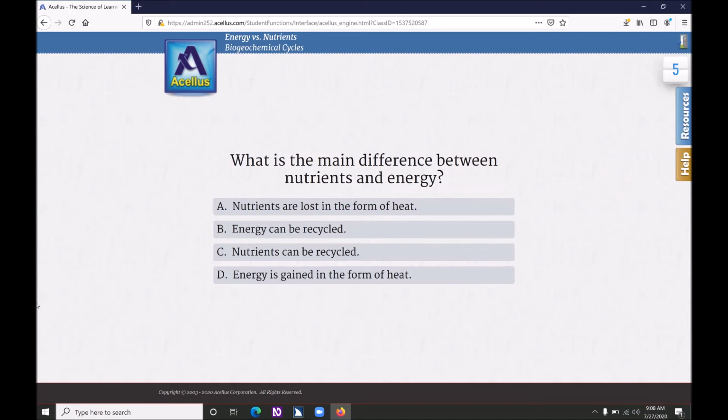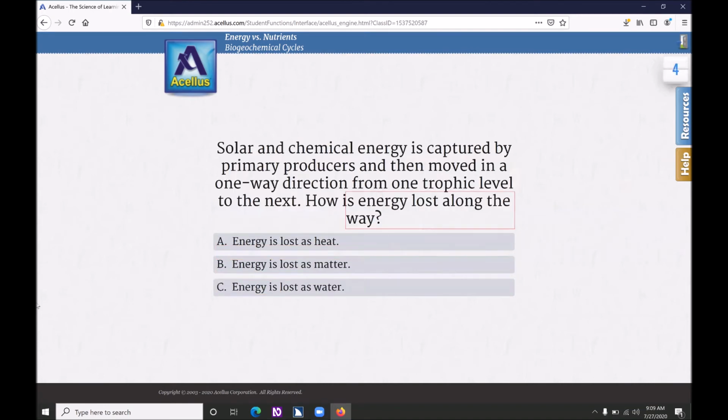So that's an example of an accessible question, and you're just going to see how much faster I can answer this question. Heading level 3. What is the main difference between nutrients and energy? Heading level 5. Nutrients are lost in the form of heat. Heading level 5B. Energy can be recycled. Heading level 5C. Nutrients can be recycled. Heading level 5D. Energy is gained in the form. Heading level, enter. Heading level 3 along the way.